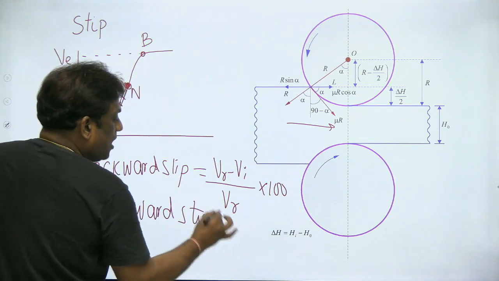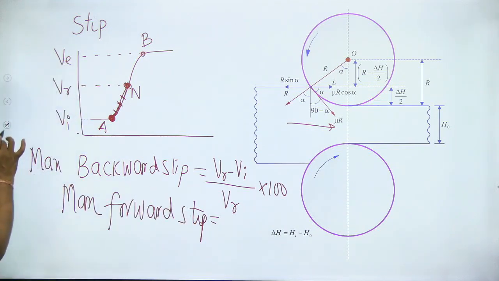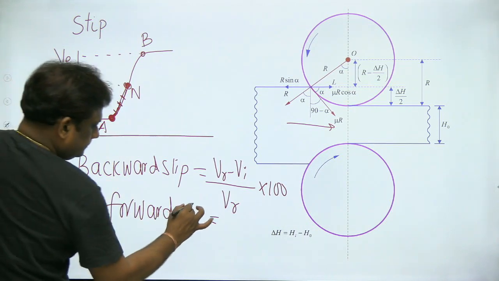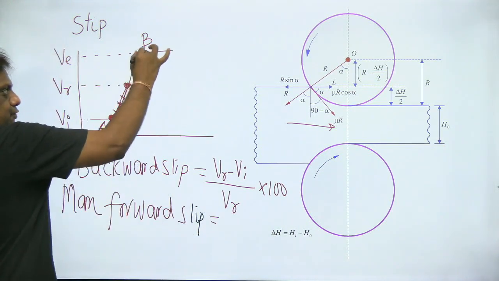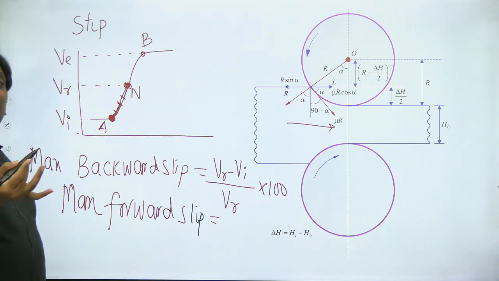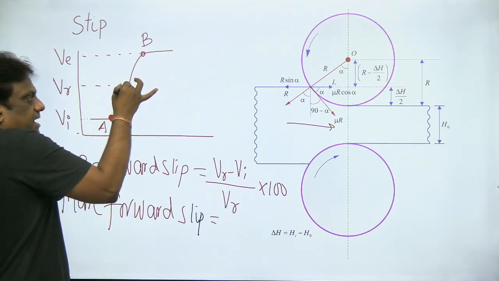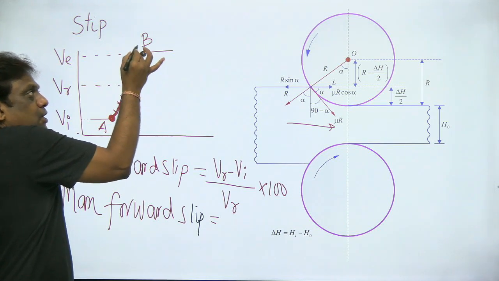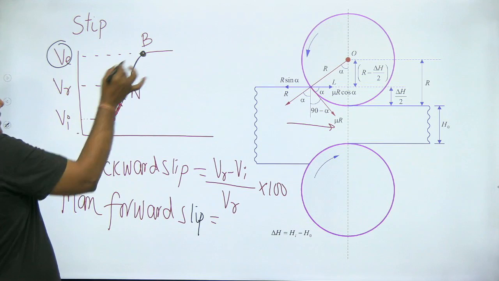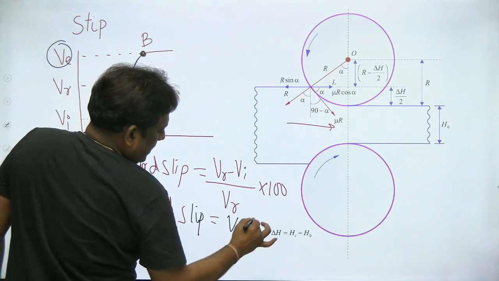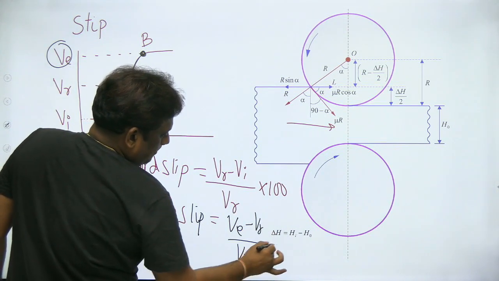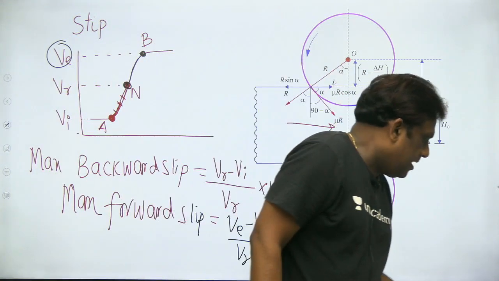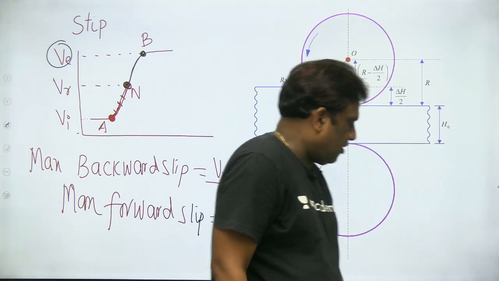Maximum forward slip. Forward is nothing but this zone. So where is the difference maximum? The neutral point is this. Slowly the component velocity is increasing, and here the velocity is maximum at the exit. So exit velocity minus roller velocity, it is always with respect to the roller. When I multiply with 100, it is known as maximum forward slip.